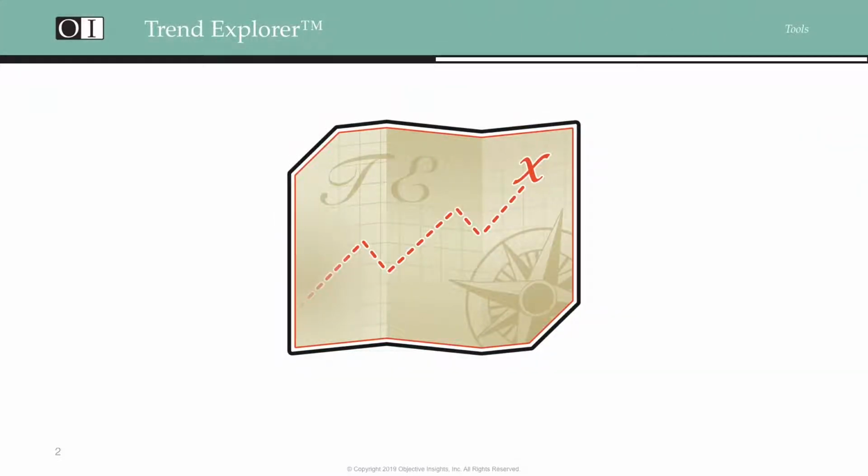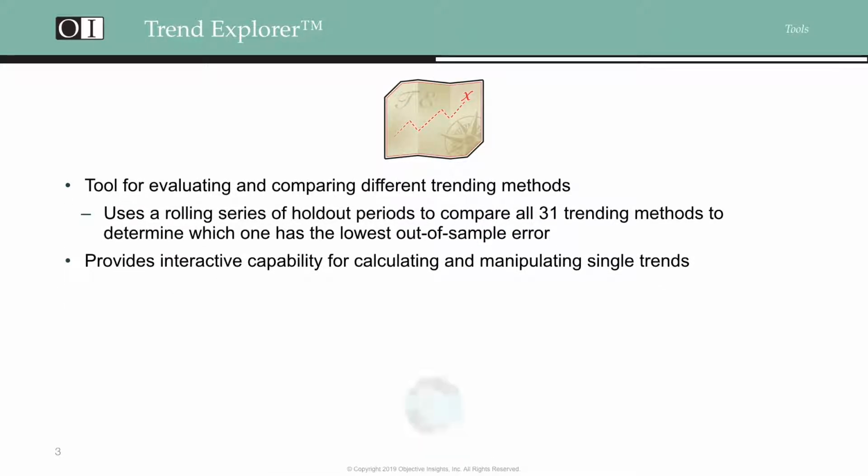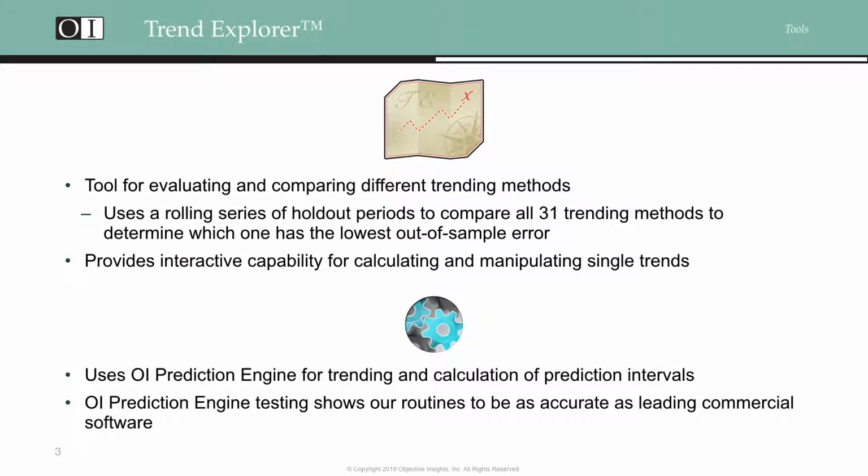So the Trend Explorer is a separate model from the short-term forecaster model, and it is not necessary for creating forecasts. In fact, you might never even choose to use it or need to use it. But it is a good tool for looking into forecasts in more detail than is possible within the short-term forecaster model. The Trend Explorer is a tool for evaluating and comparing different trending methods or techniques.